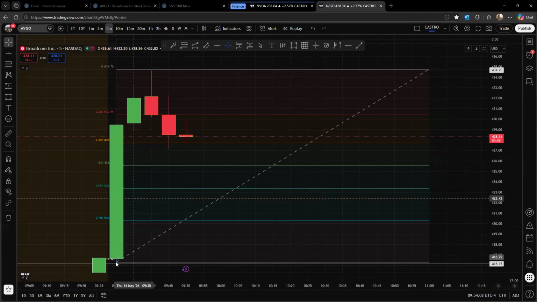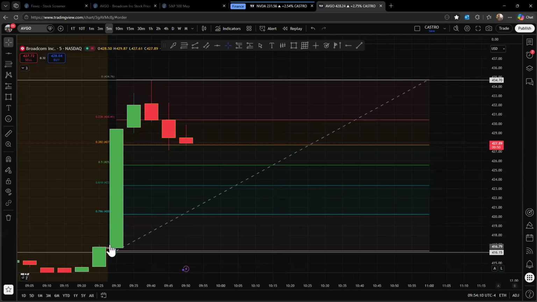Because the move all the way up here, 5 minutes, 10 minutes, 15 minutes, was much, much higher than the average true range, that is manipulation. That means that's big institutional buying. As soon as you see big institutional buying such as this, it has a tendency, 90% of the time, to retrace right back to the 38.2. So that's the strategy there.